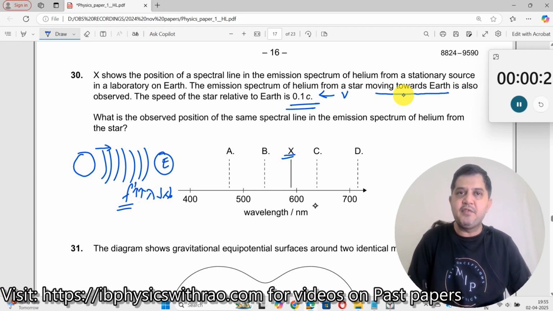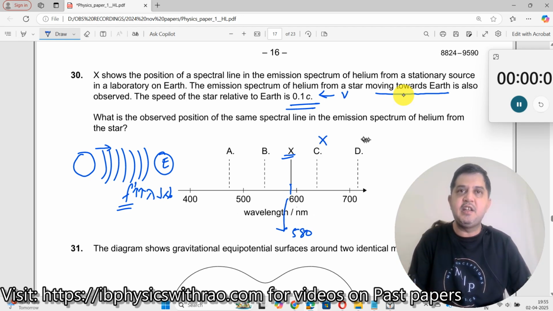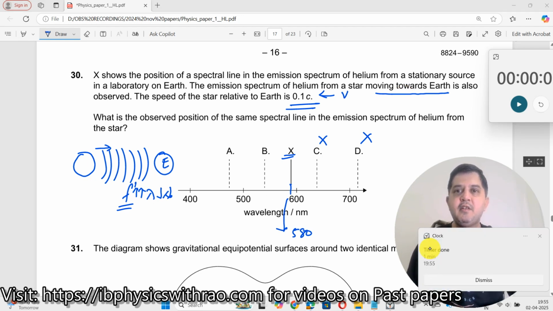Initially the actual wavelength of this line X was seen to be, let us say 500, 550, 580. Let me assume 580 over here. This was the actual one. When the star is moving nearby, frequency increases. As a result of it, the wavelength should decrease. So definitely C and D are incorrect. It should be B or A, but we still need to find out whether it is B.